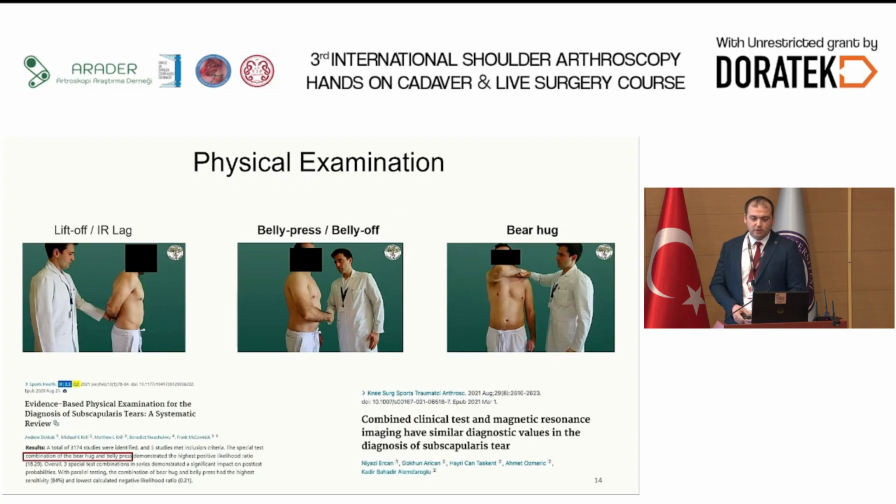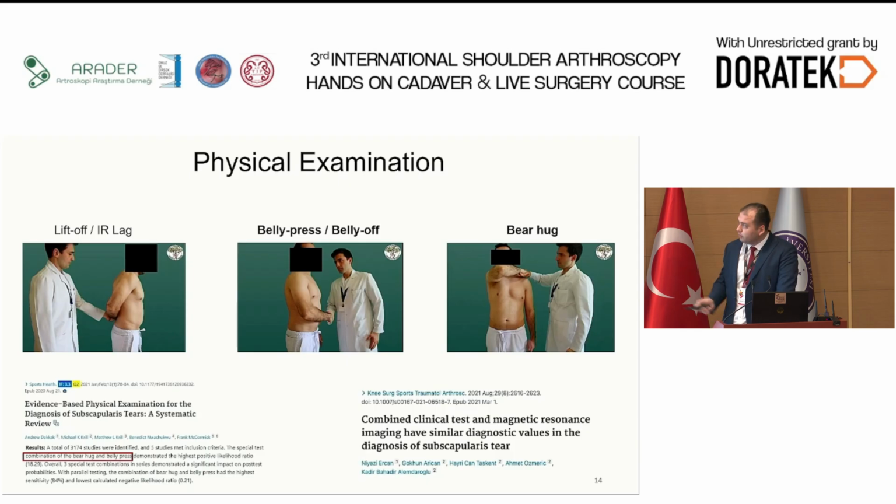We have some physical tests which are not highly sensitive, but some are specific. On the left, we are seeing the lift-off test. The patient places the hand on the lower lumbar spine and pushes anteriorly against the resistance of the examiner. The internal rotation lag test is also performed in the same position. If the wrist moves anteriorly while we are holding the elbow of the patient, it's positive.